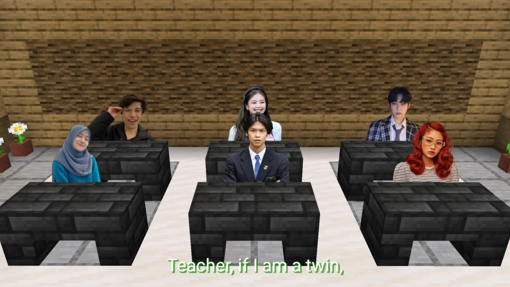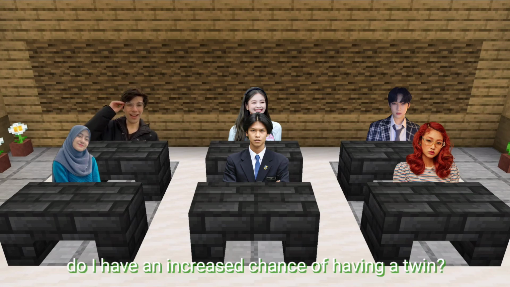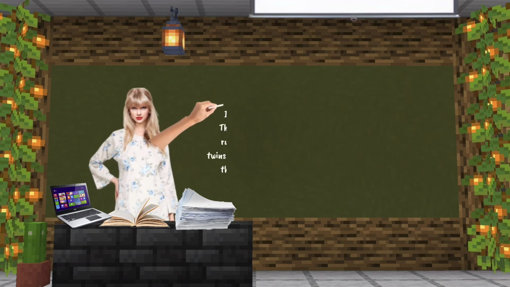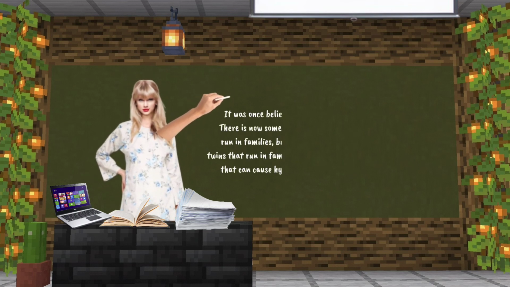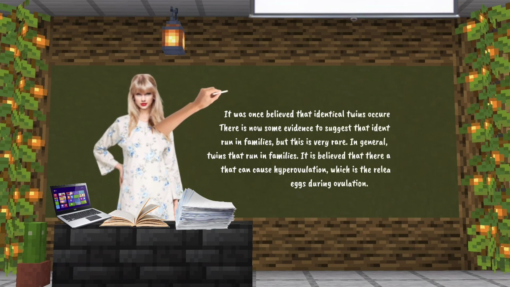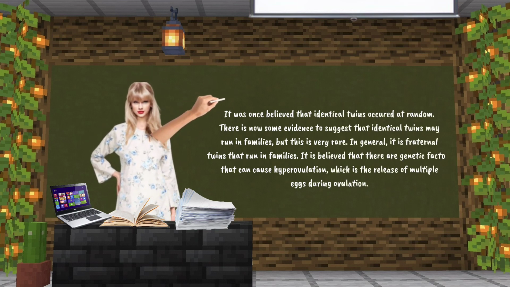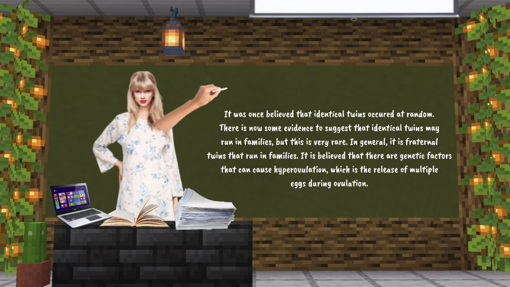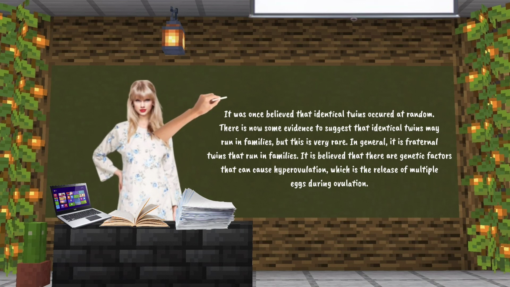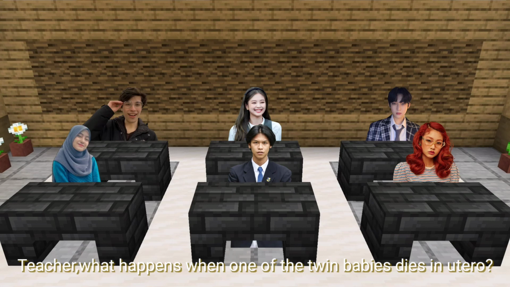Teacher, if I am a twin, do I have an increased chance of having twins? Good question, George. It was once believed that identical twins occur at random. There is now some evidence to suggest that identical twins may run in families. It is believed that there are genetic factors that can cause hyperovulation, which is the release of multiple eggs during ovulation. Teacher, what happens when one of the twin babies dies in utero?